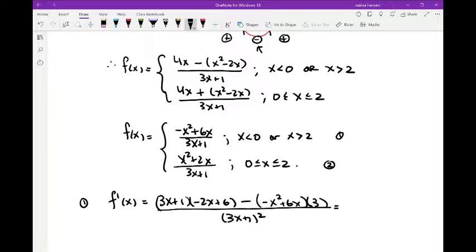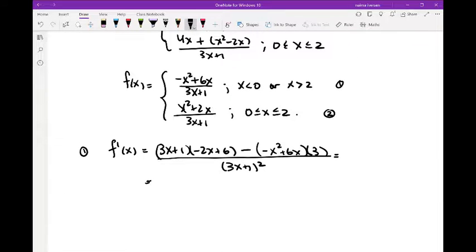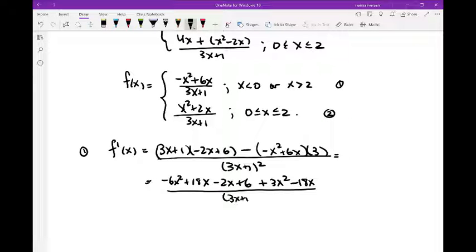And so we're going to get negative 6x squared plus 18x minus 2x plus 6. And then minus minus is going to be plus 3x squared, minus positive is going to be minus 18x, all divided by 3x plus 1 squared, which we don't expand. And so that one's going to be a negative 3x squared. Those guys seem to disappear. Minus 2x and plus 6, divided by 3x plus 1 squared.